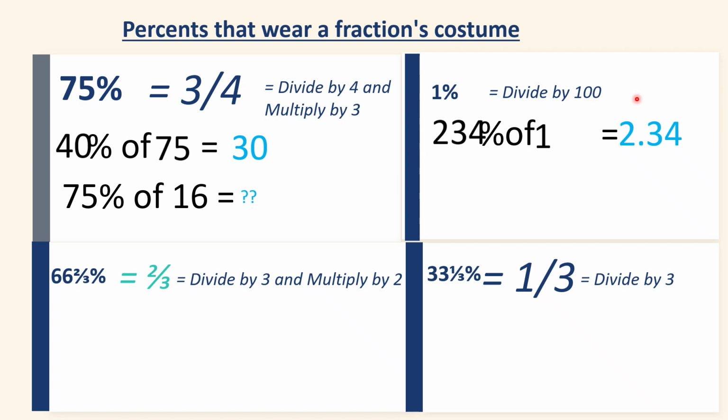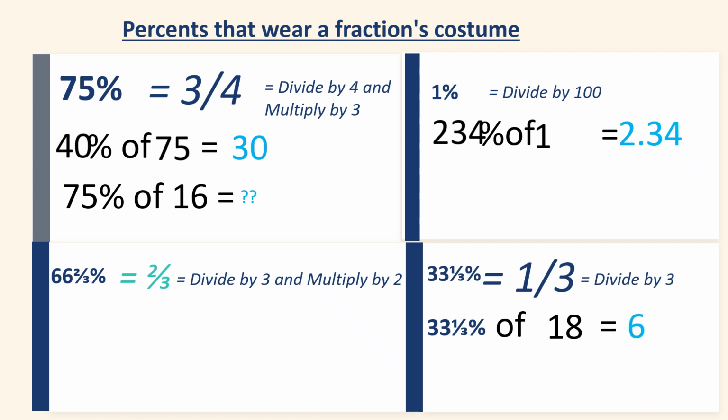Now, these ones are very tricky for many people. Now, it will just be a piece of cake. What's 33 and 1/3%? This is a third. We just divide by 3. So what's 33 and 1/3% of 18? It's just 18 divided by 3. 18 divided by 3 is 6.